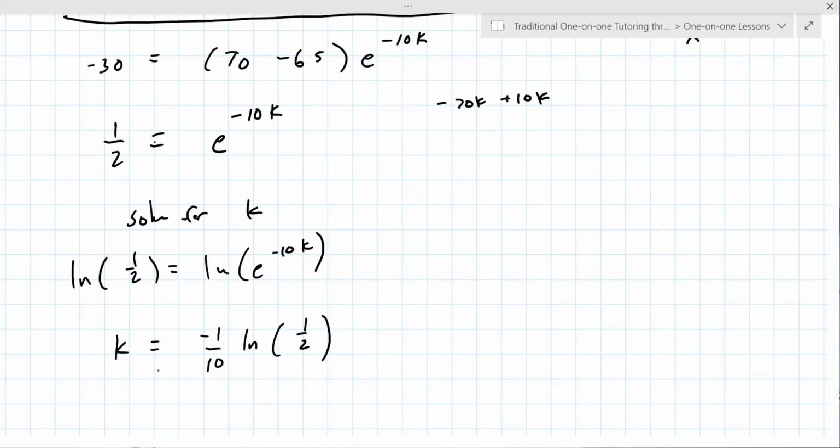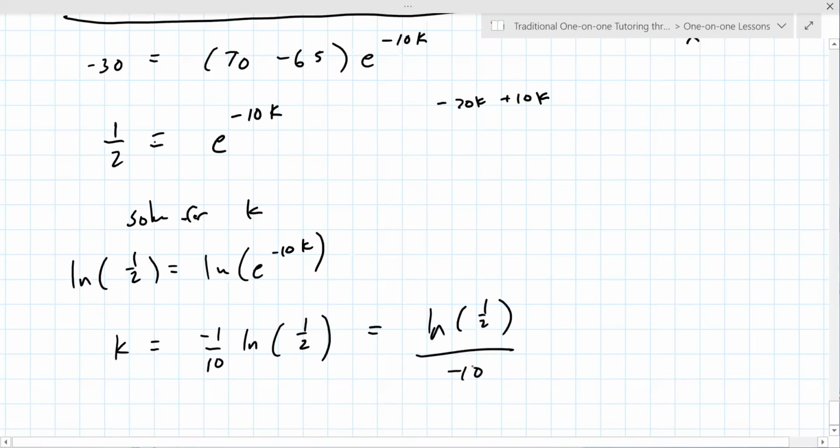If you move negative 10 up as a fraction, wouldn't it get rid of the negative? Isn't it ln 1/2 over negative 10? Yeah, and that's the same. So this is also correct. It's exactly the same.